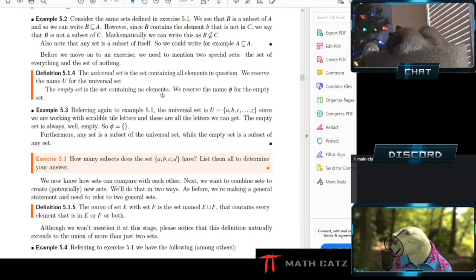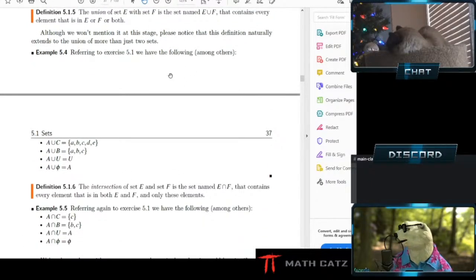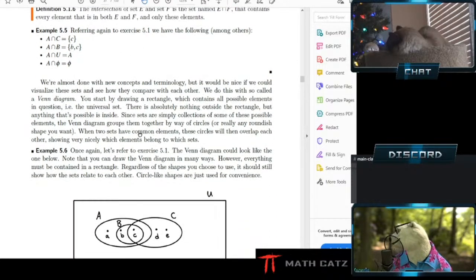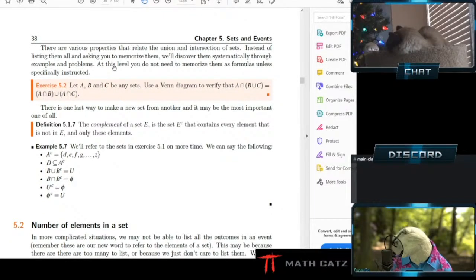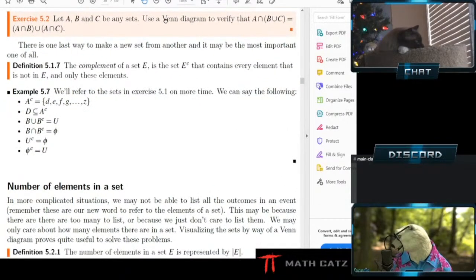Righty, let us see what is on the next page. So in the book, there's some explanation, some examples like we've done, union, intersection, Venn diagram, all familiar things, but sometimes it's nice to see them in written form. Let's look at exercise 5.2.